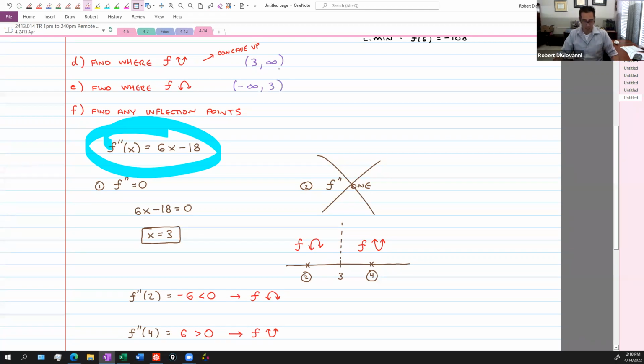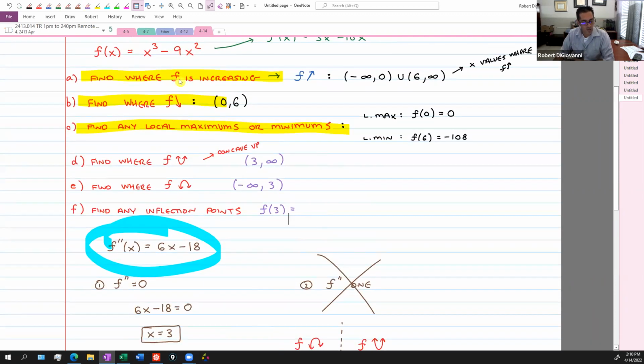Inflection points, do I have any? Do you ever have a change in concavity? Do you ever go from smile to frown or frown to smile? Yes, at 3, right? At 3, you have an inflection point. That's where it's happening. But to actually find the point, I'm going to plug 3 into the original function to figure out the y value, just to have it. So if I plug 3 in here, I get 27 minus 81, is that right?